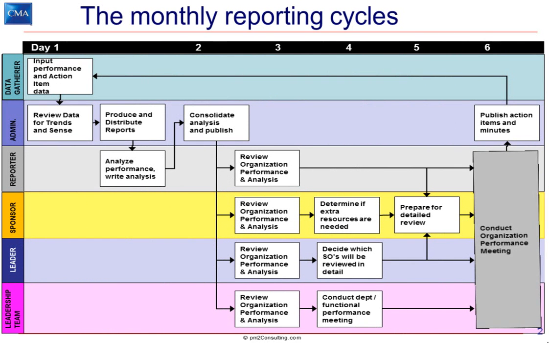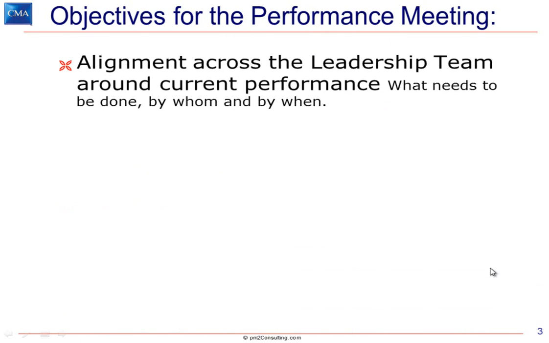Now, we're going to be focusing in on this final meeting that we've talked about over here, the overall performance meeting. And there's a bunch of steps that you need to do to get there that will help you determine what this meeting should look like. The first thing to consider is the objectives for the performance meeting. And I think there's three core things that you need to make sure the meeting accomplishes.